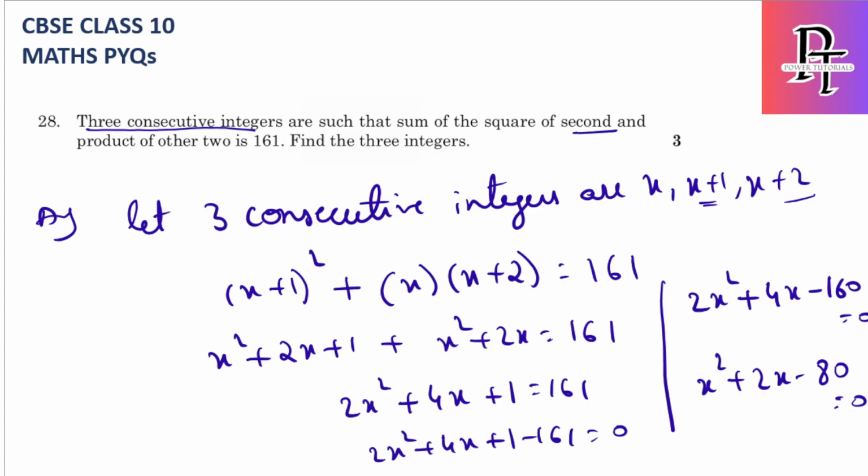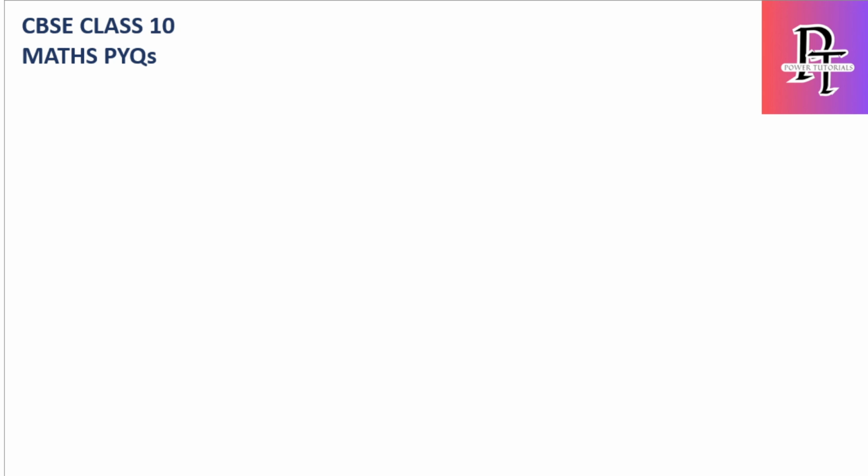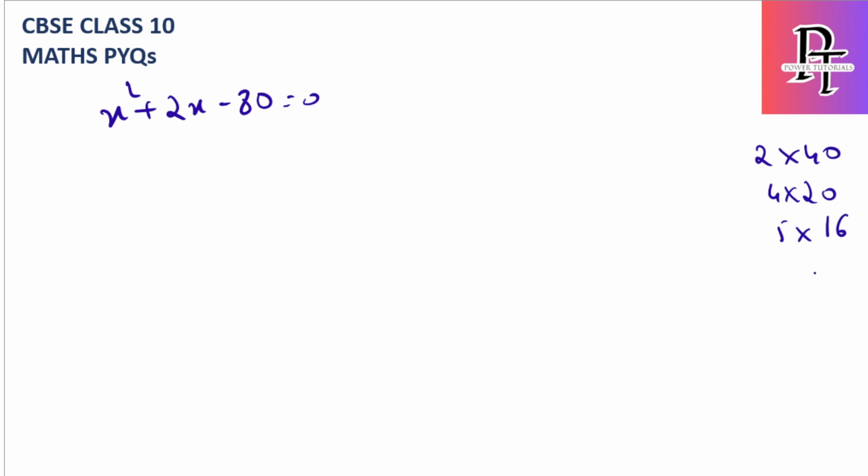Okay, let's write in the next slide. x square minus 2x plus 2x minus 80, so x square plus 2x minus 80 is equal to 0. Factors of 80: 2 into 40, 4 into 20, 5 into 16, 6 and 5 are 80.